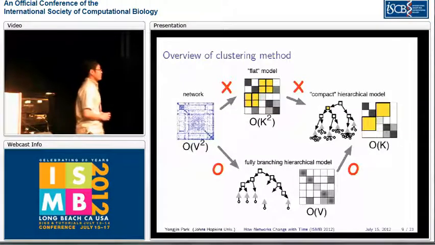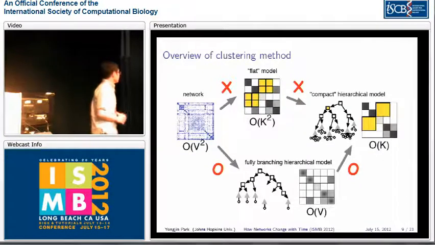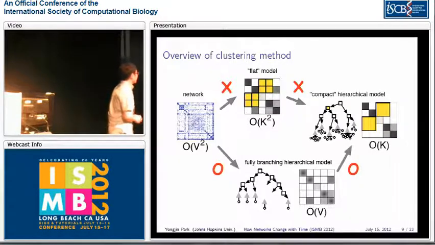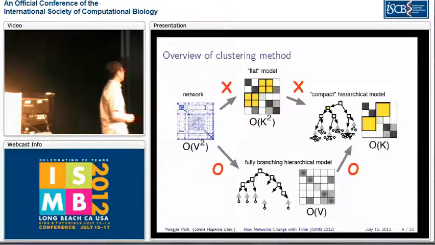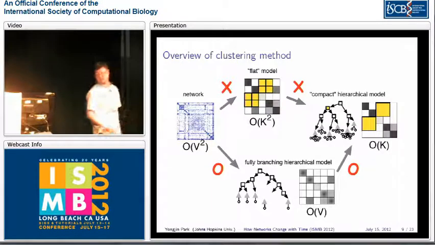Here's an overview of the clustering method. Given these networks, O(V^2), we first use agglomerative clustering, and then we make the fully branching hierarchical model, which is O(V), and then we collapse some of the subtrees, so we get a more compact representation of the hierarchical model. The other way to get to the compact hierarchical model is to first build a flat stochastic block model and then summarize it by a hierarchical model, but we're going the other way.